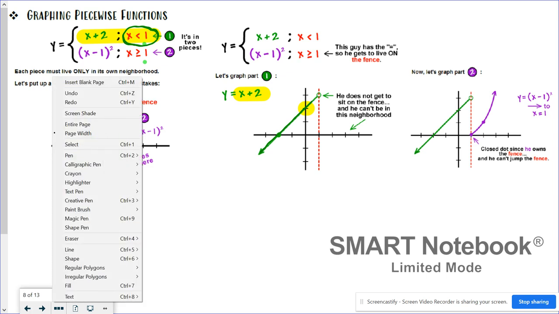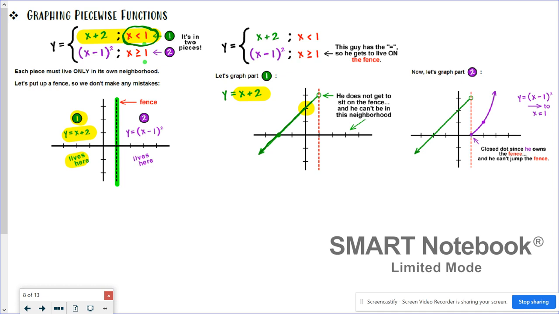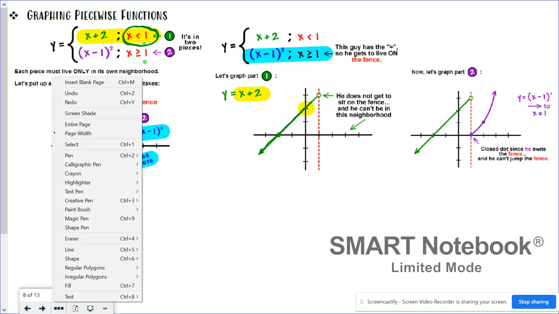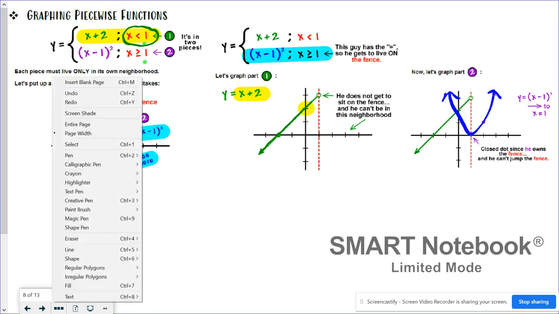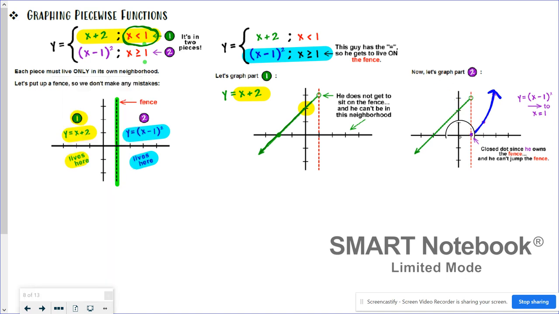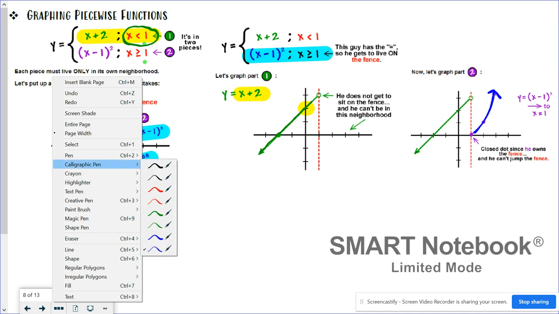So part 2 is made up of the function x minus 1 quantity squared, and it resides in the neighborhood where x is greater than or equal to 1. So they're indicating that that's the neighborhood on the right side of the fence. And so they did graph the entire function, okay? So I'll show you what that would look like if you graphed the entire function. And then you would want to erase the part that's in the wrong neighborhood. So that would be everything over here where the green line lives. And then you just simply need to determine what's happening at the fence.